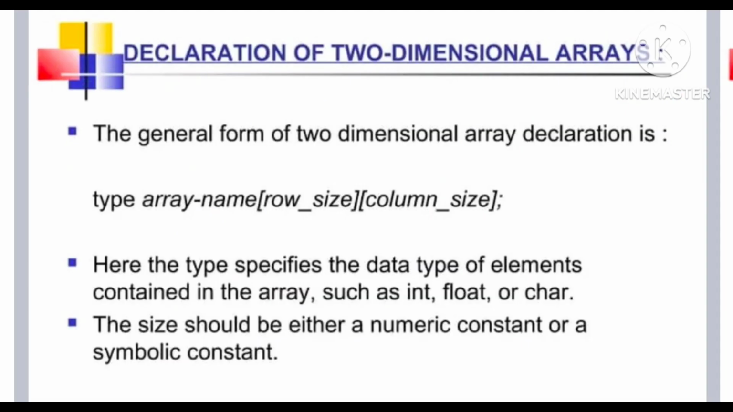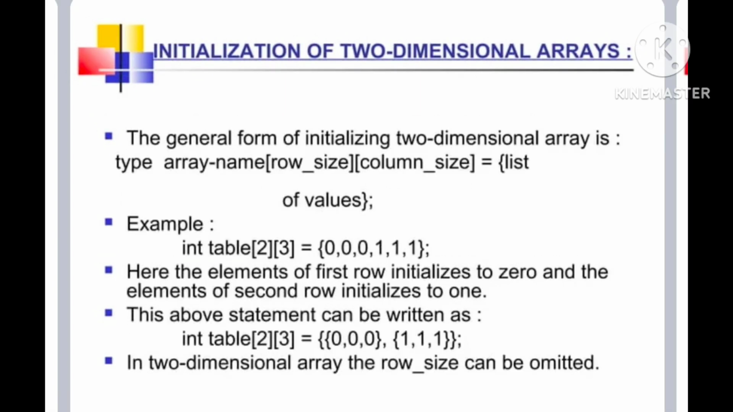Declaration of two-dimensional arrays. The general form of two-dimensional array declaration is type, array name, row size and column size. Here the type specifies the data type of elements contained in the array such as int, float or character. The size should be either a numeric constant or a symbolic constant. Initialization of two-dimensional arrays. The general form of initializing two-dimensional array is type, array name, row size and column size equals to list of values.